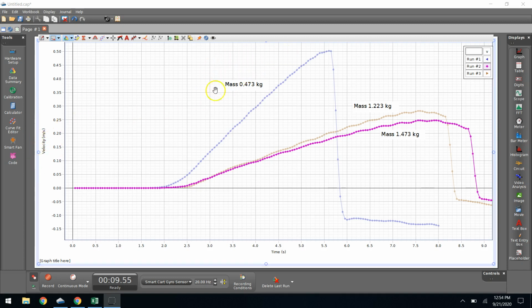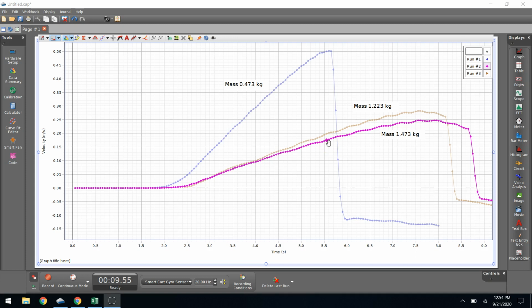This first line that you see here was the first trial I did. So this was just the cart and the fan. And then this one here is the last one that I did, excuse me, the second one that I did, where I put 4 mass bars on there, and this one here is in between. So I went from a mass of about ½ kilogram to 1.5, and then this one is 1 1/4, give or take. And so what you'll notice is that as I add mass, these lines get less and less steep, which means that the acceleration is going down.